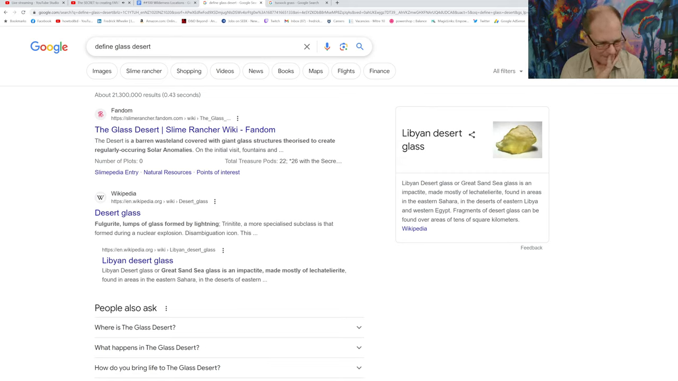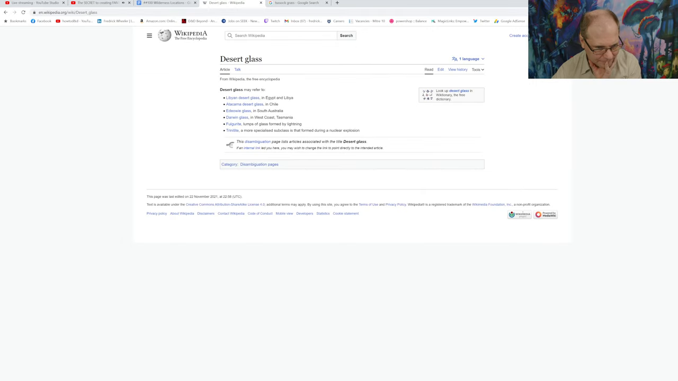There are glass deserts. I was pretty sure there were, but where is the glass? What happens in a glass desert? Define a glass desert. Lumps of glass formed by lightning. I thought it was lightning. Also formed during a nuclear blast, yeah, in a desert. Okay, so we're going to do this. Let's do that. Let's go here. Well, that didn't help. They don't tell us where they are.